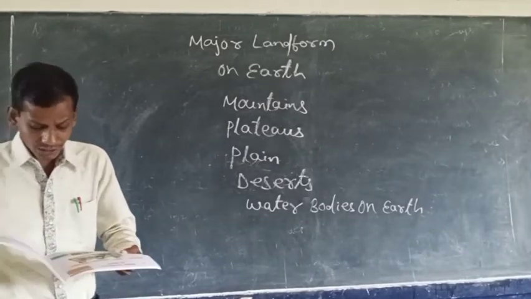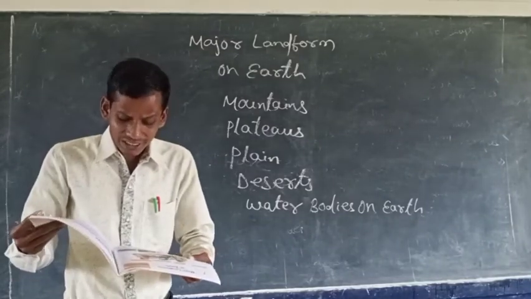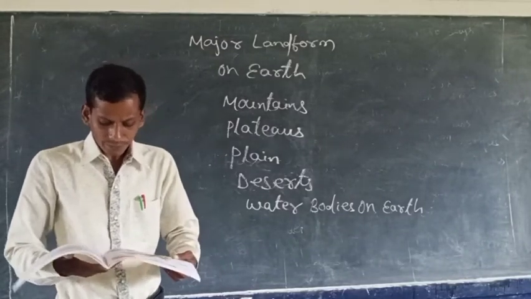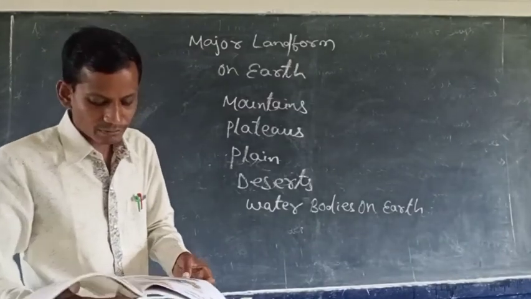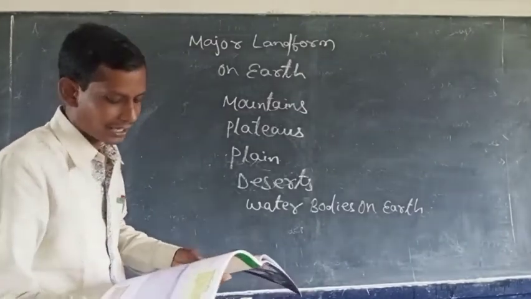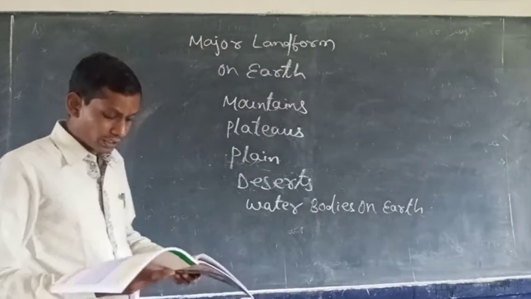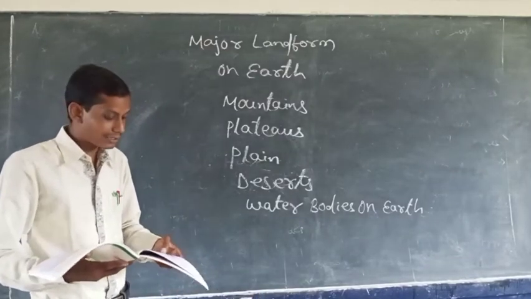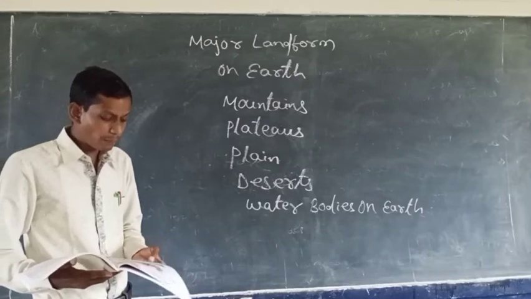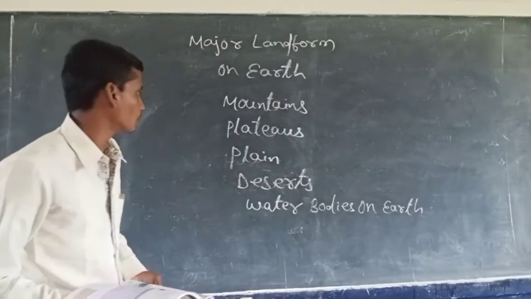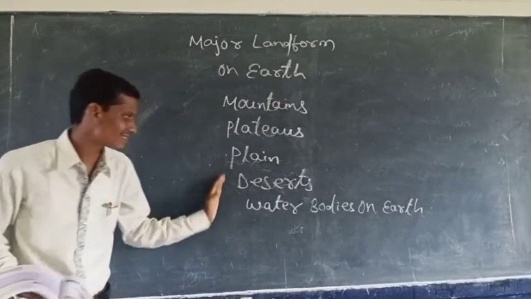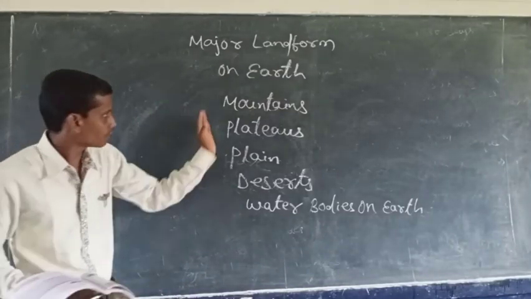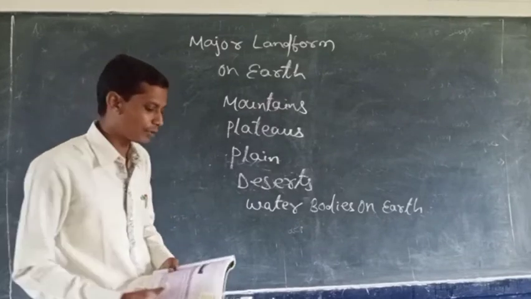So depending on the elevations, meaning height above a given level, and slope, landforms can be grouped as mountains, plateaus, plains and deserts. One by one we will discuss them. First one is the mountain.